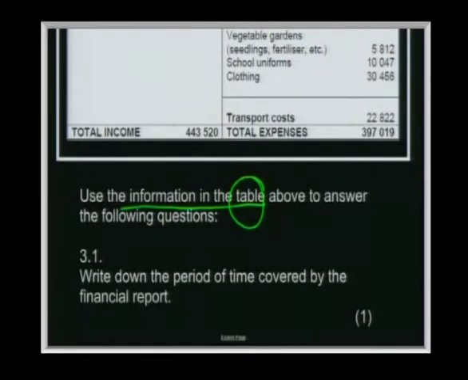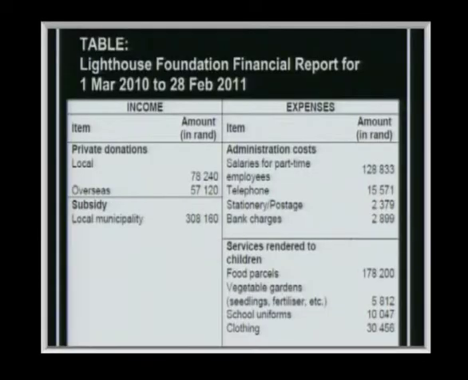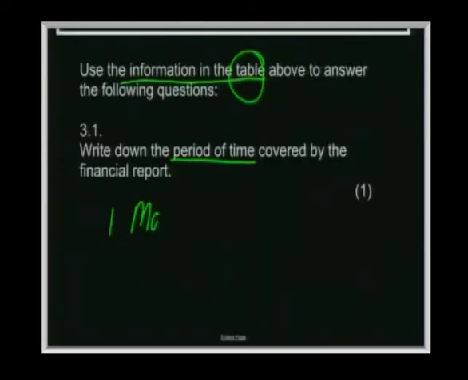Right, the first question says, write down the period of time covered by the financial report, which basically means what dates does it have on the top of the form. So let's have a look. And it says the 1st of March 2010 to the 28th of Feb 2011. The 1st of March 2010 to the 28th of Feb 2011.